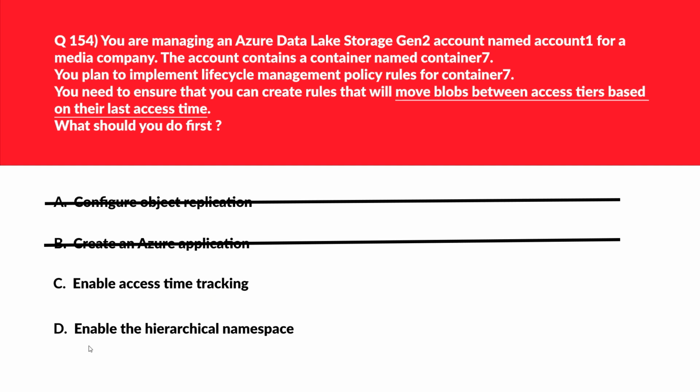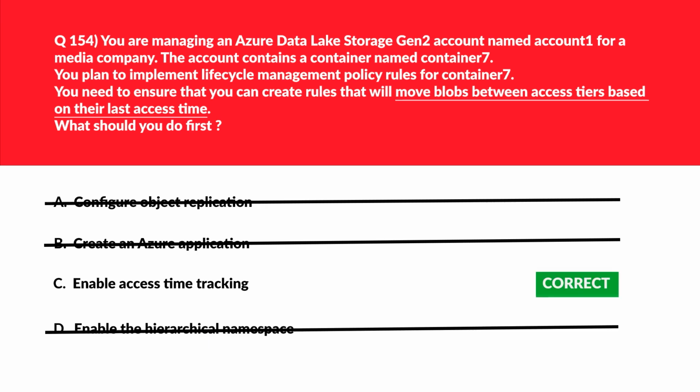Let's move to option D. D says enable the hierarchical namespace. So hierarchical namespace is used for organizing data in a hierarchical structure, as the name suggests, but it does not track access times. What's required by the question? On that ground, we'll reject option D and we'll lock option C as the correct answer.